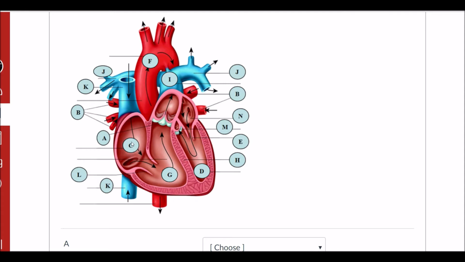C. I think it's pointing to the valve. What valve is that in C? The right side. Tricuspid, right? You guys are going to need help on this guy. D. Dun, dun, dun. What chamber is D? D, this chamber down here.